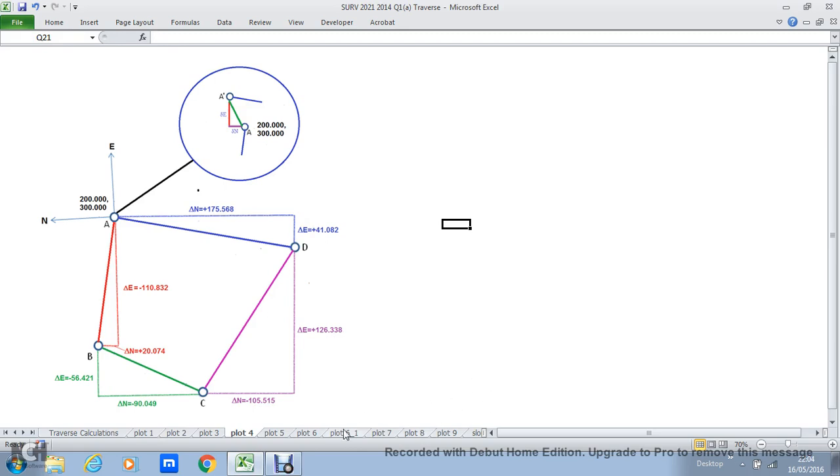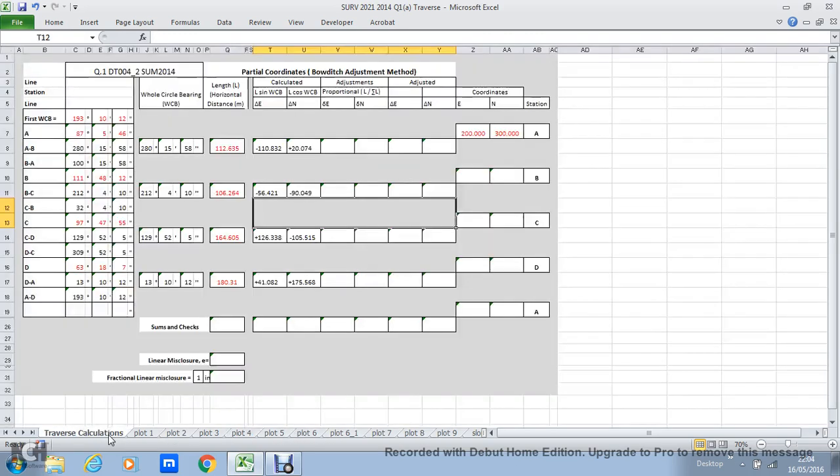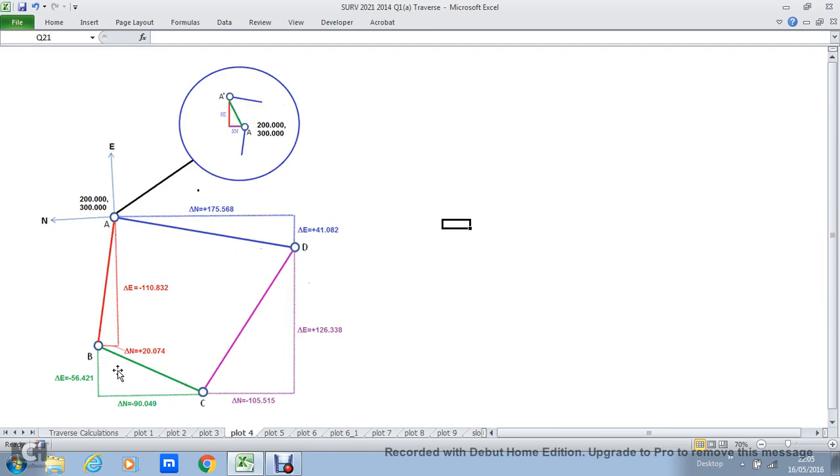Okay, so the next thing we'll do, assuming you have those, is I'm going to ignore this bit with the Bowditch adjustment method, because what I want you to do is work out the coordinates of B, C, D and A, and it's actually A prime in this case, using these values here. And if we come back to the plot, I want you first of all to work out the easting and northing coordinate for point B here.